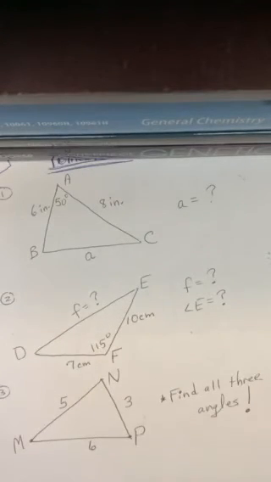On the first problem, triangle ABC there, simply find side A. That's your only job. How big is side A? On problem number 2, the obtuse triangle, I want you to find side F, but also find angle E. Okay, you got 2 jobs there. And 3, I want you to find, oh my gosh, all 3 of the angles on that picture. How big is angle M, angle N, and angle P? Find all 3 of those.